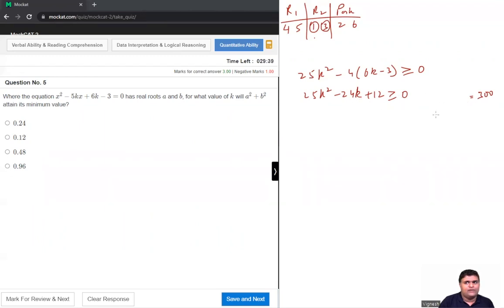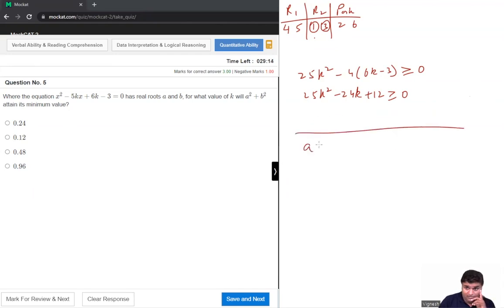What values will it be greater than? Equal to 0. Can you factorize this right now? No. So we'll do it as a plus b is equal to minus 5k. Okay, we'll park this and come back and see if it works.